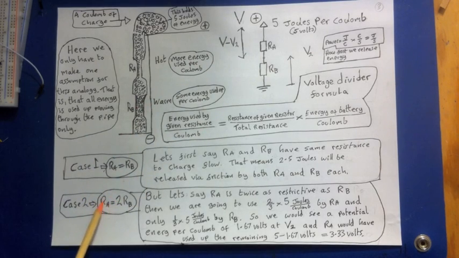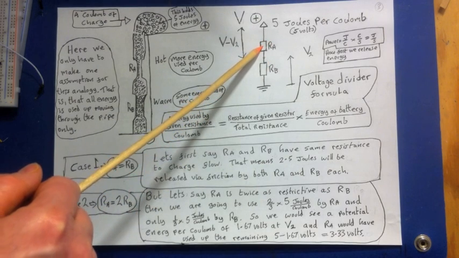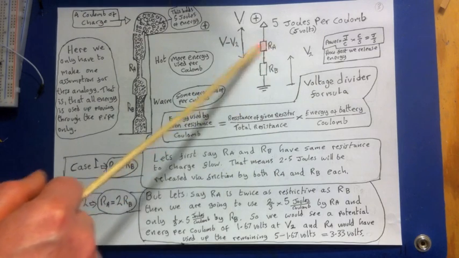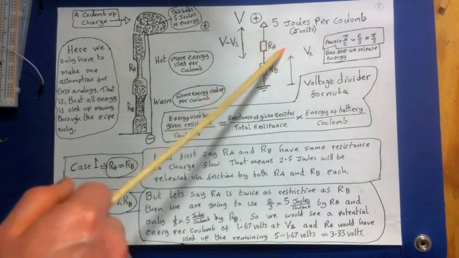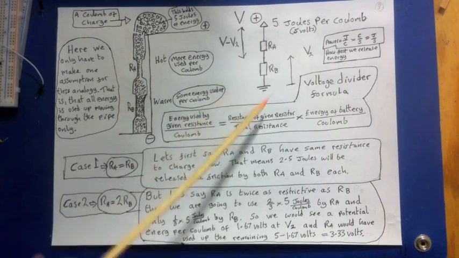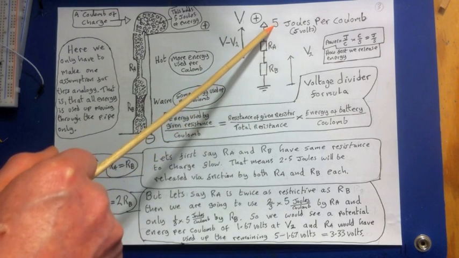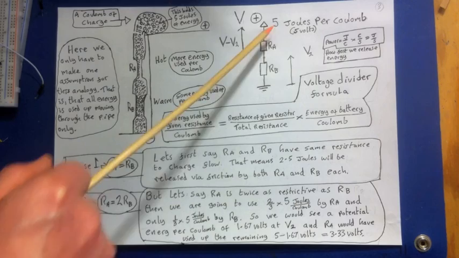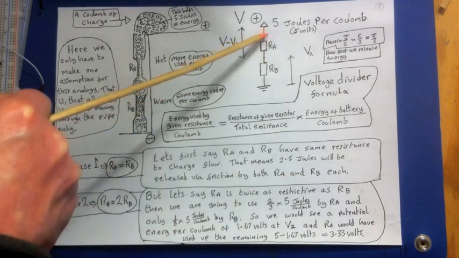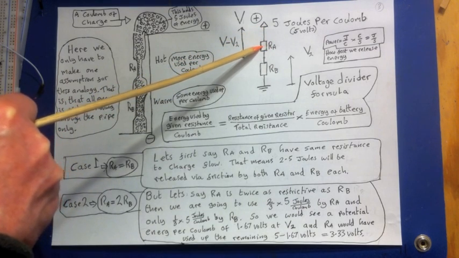Well, case two, what we're going to say is that RA is 2 times this. So if this is, say, 200 and that's 100, then we know that most of the energy is going to be eaten up by this one because it's got a higher restriction or higher resistance. If you do that as a ratio, then that's 2/3 the 5 joules per coulomb. So 2/3 the 5 joules per coulomb gives you 3.3 volts. So if you put your meter across this one now, you're going to measure 3.3 volts or 3.33 recurring.